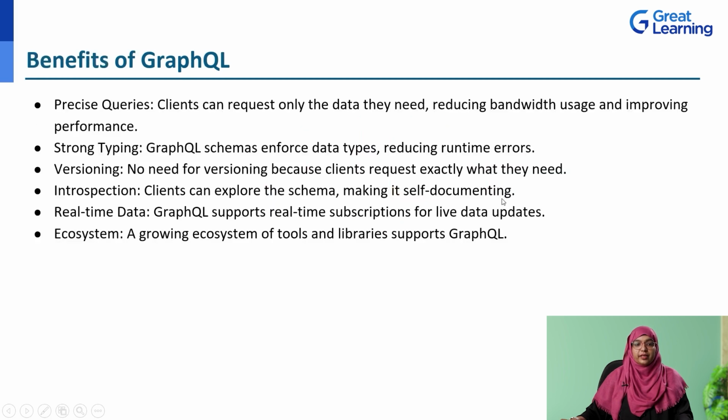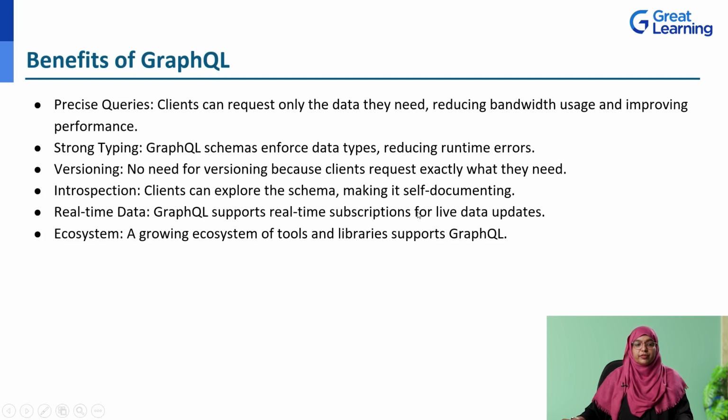Now coming to the benefits of your GraphQL, one of the benefits is precise queries. You can write precise queries, that is, the client can request only the data they need. What will happen when they're trying to have those precise queries? It will help you in reducing your bandwidth usage and improving the performance. Such a great advantage it has, that it is reducing the bandwidth as well as improving the performance of how the query is running and how the client and server communication is happening, right?